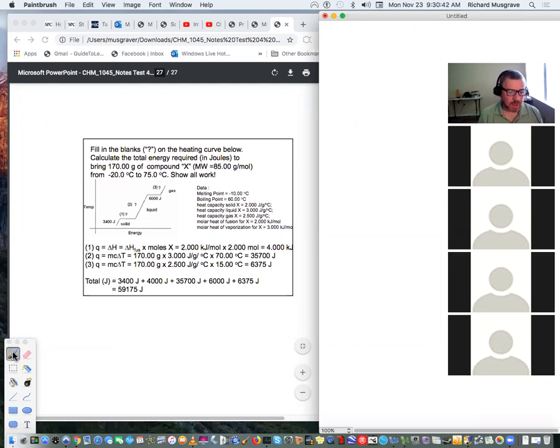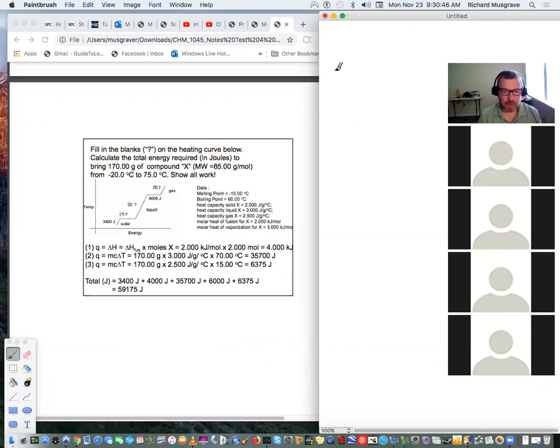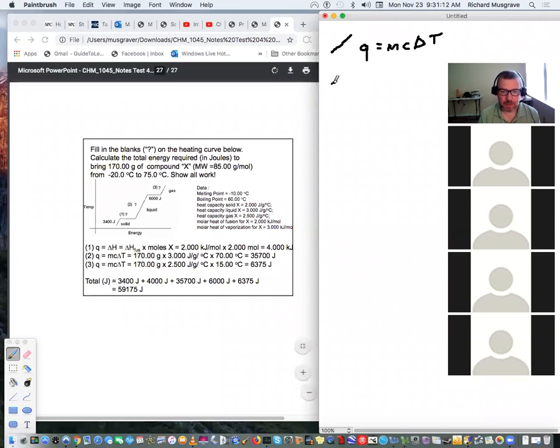So we talked about this the other day when I was referencing the heating curve of water. And what I had said was that for the slopey parts, we're using Q equals MC delta T because we're actually seeing a change in temperature of a single phase, which as you can see here, we've got solid, then liquid, then gas. So those phases are given to you. And there's a good reason for them to be given to you, and I'll explain that in a second.